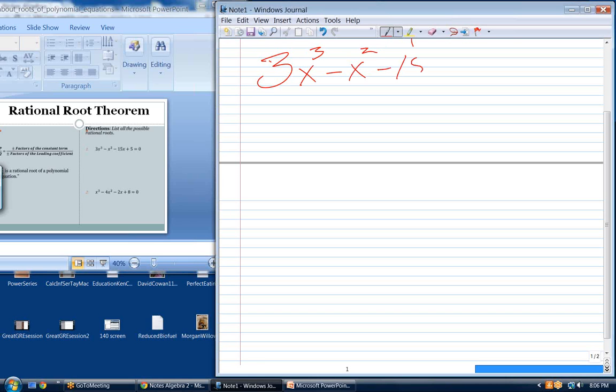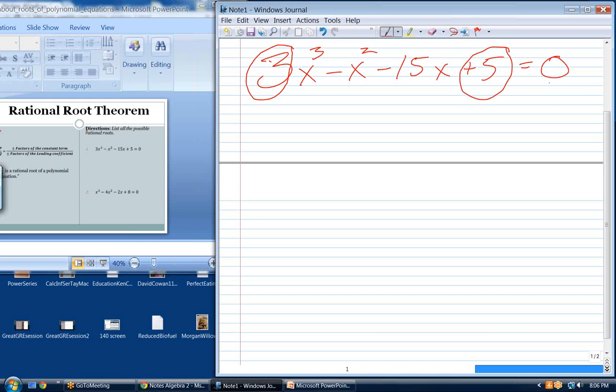There's really only one thing you got to memorize. When a polynomial is in standard format like this, if there is a rational zero, then its numerator must be a factor of the constant, and its denominator must be a factor of the coefficient of your leading term.